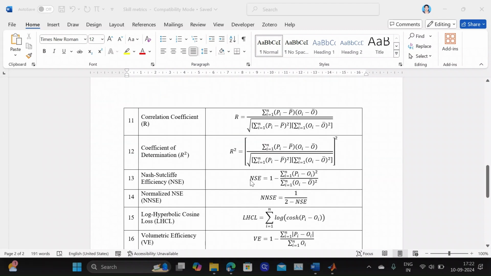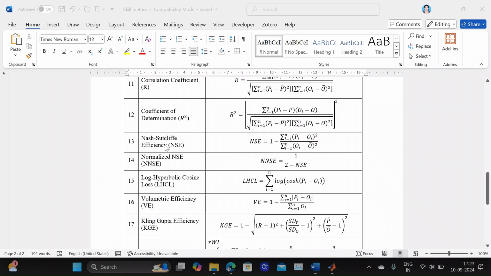Now the correlation coefficient and coefficient of determination are very commonly used. So the R formula is summation of i equals 1 to n, Pi minus P bar into Oi minus O bar, divided by the root term: summation i equals 1 to n of Pi minus P bar squared, summation i equals 1 to n of Oi minus O bar, the whole square. Now to find the coefficient of determination, we need to square this R, that is the correlation coefficient, and you'll get the R square value.